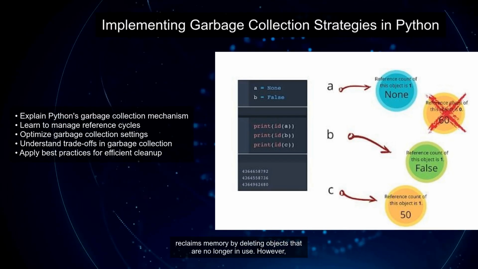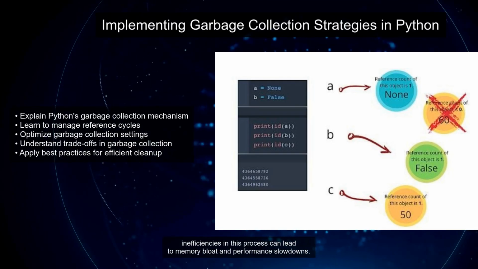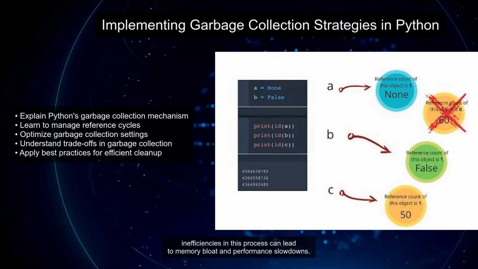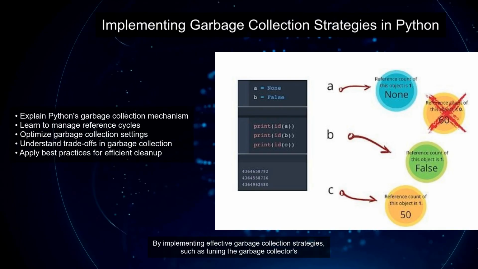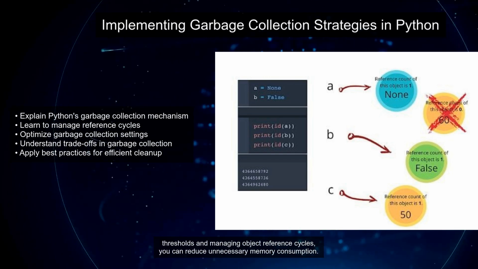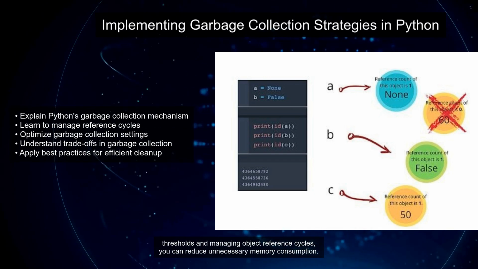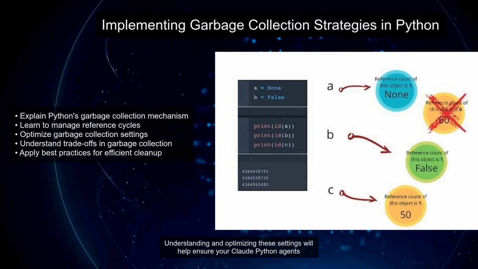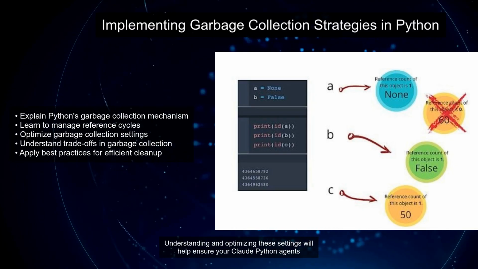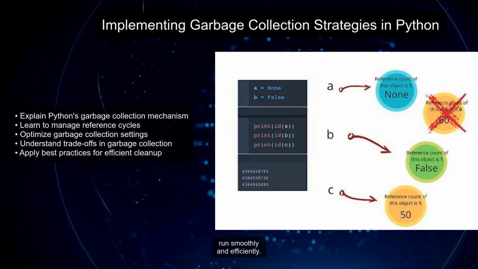Garbage collection is a fundamental aspect of Python's memory management. It automatically reclaims memory by deleting objects that are no longer in use. However, inefficiencies in this process can lead to memory bloat and performance slowdowns. By implementing effective garbage collection strategies, such as tuning the garbage collector's thresholds and managing object reference cycles, you can reduce unnecessary memory consumption. Understanding and optimizing these settings will help ensure your Claude Python agents run smoothly and efficiently.